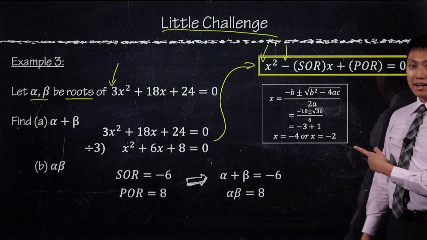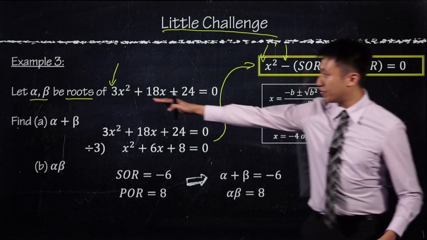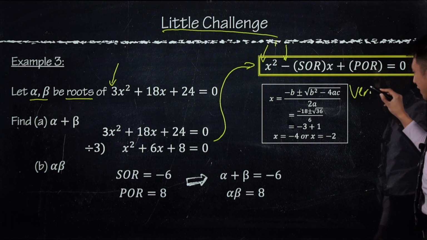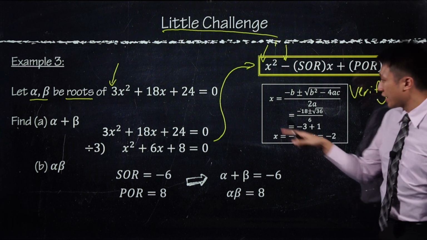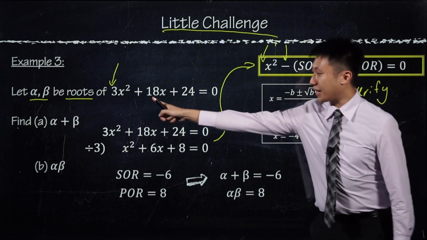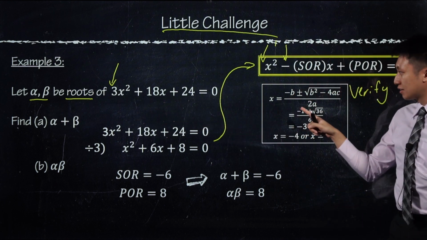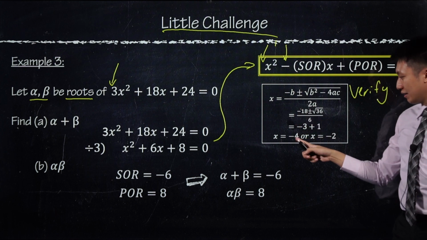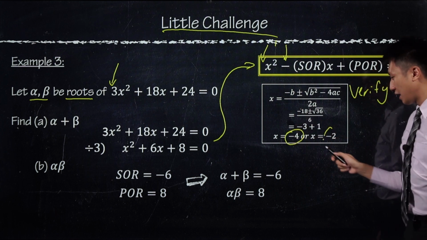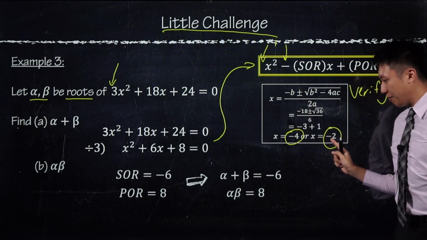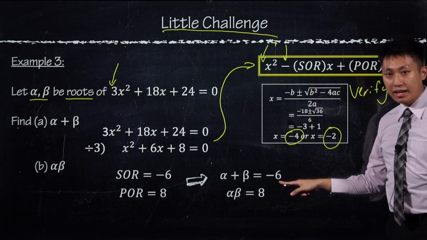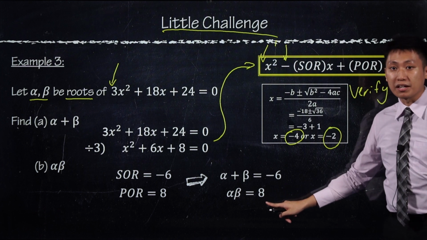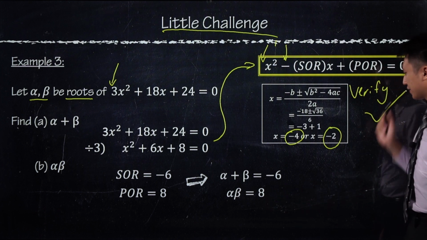What I do here is I try to solve this one by formula, and I help you to verify this. Okay, so I do this one. I plug in all the things here. A is 3, B is 18, C is 24. I get my answer. One is -4, one is -2. If you add these 2 up, do you get this? Yes, -6. If you multiply these 2 up, what do you get? You get positive 8. So verify.